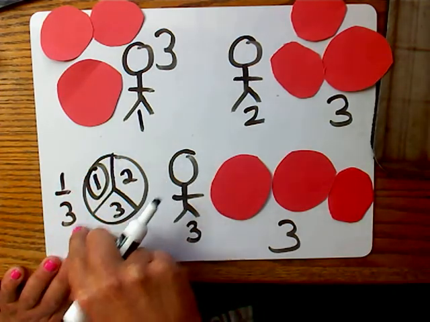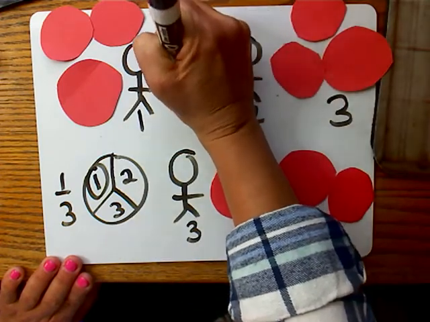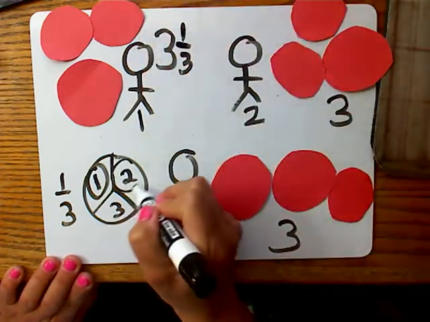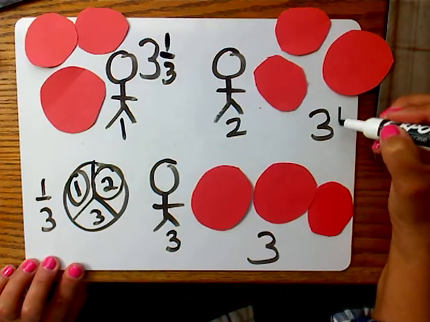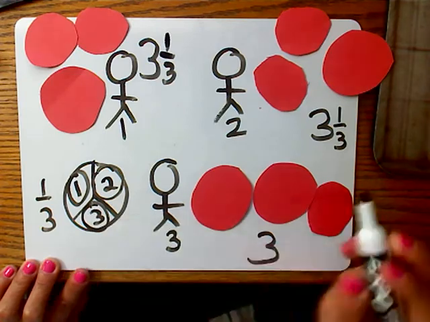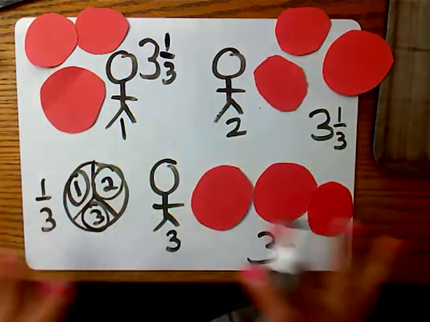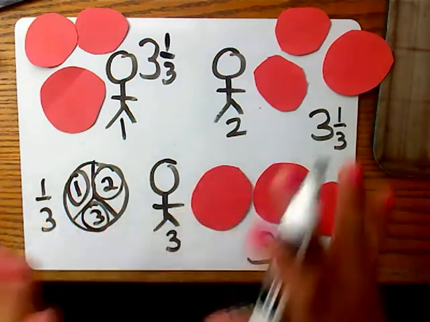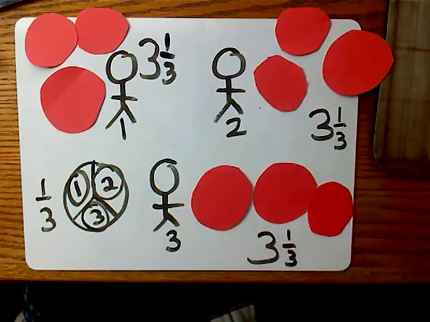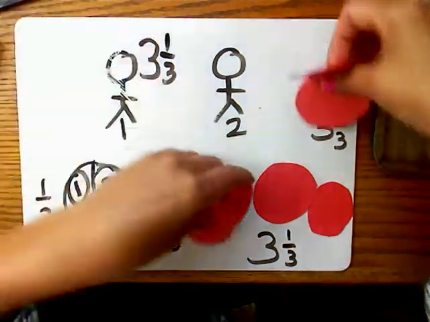And so my person number 1 is going to get 3 whole cookies and 1/3. And number 2 is going to get 3 whole cookies and 1/3. And this person right here is going to get 3 cookies and 1/3. And all of that together, 3 and 1/3 plus 3 and 1/3 plus 3 and 1/3 is going to equal my 10 cookies. And everybody is happy because we get to divide the cookies equally.